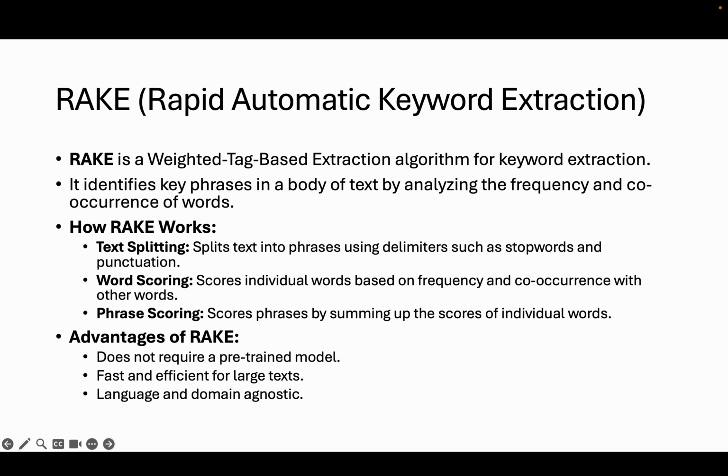The process begins by splitting the text into phrases using delimiters such as stop words and punctuation. Then RAKE scores individual words based on how frequently they appear and how often they co-occur with other words. So finally, it scores entire phrases by summing up the scores of individual words.